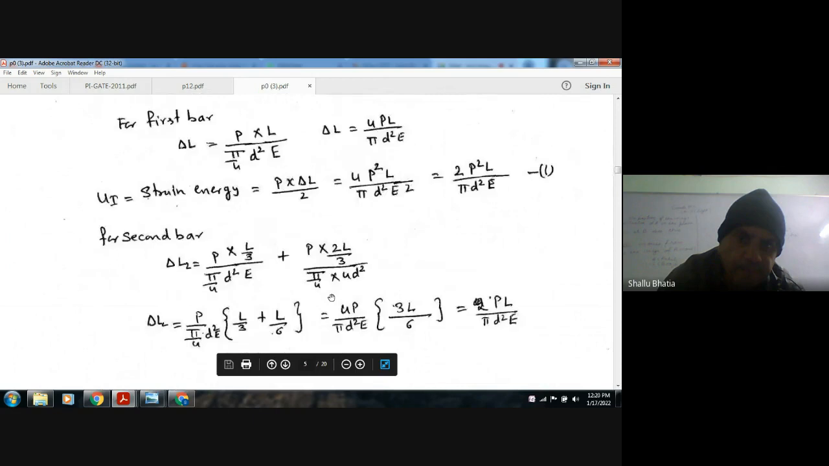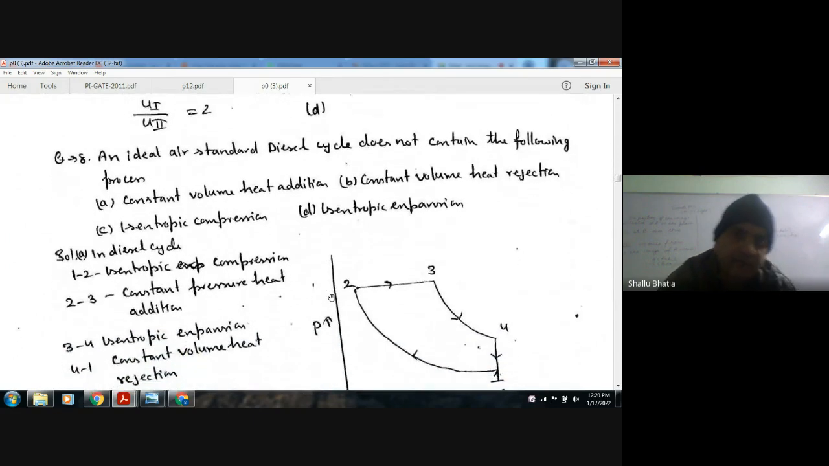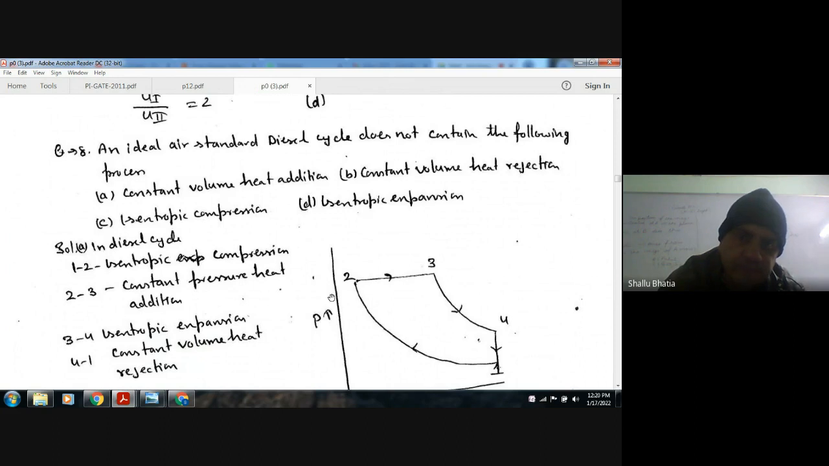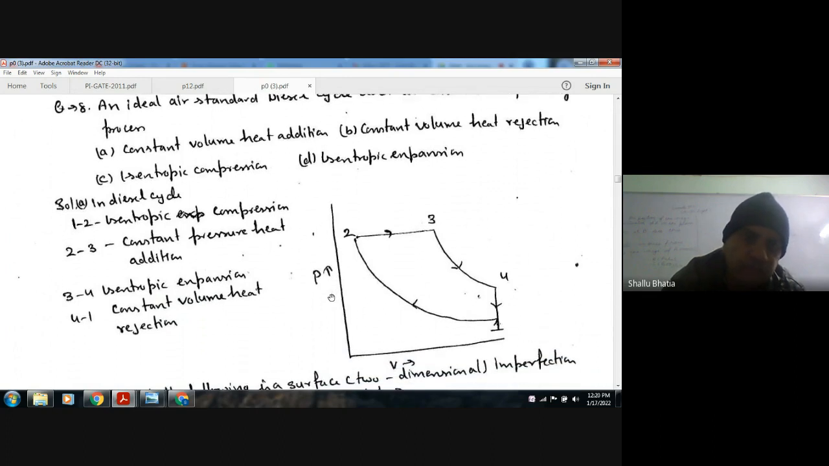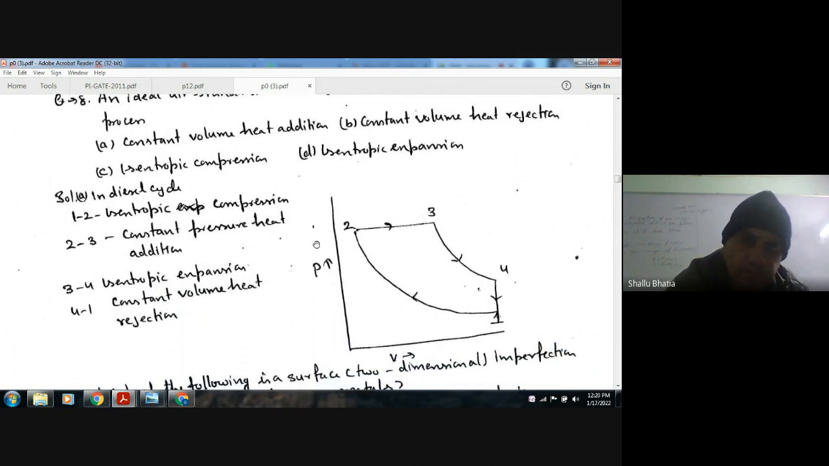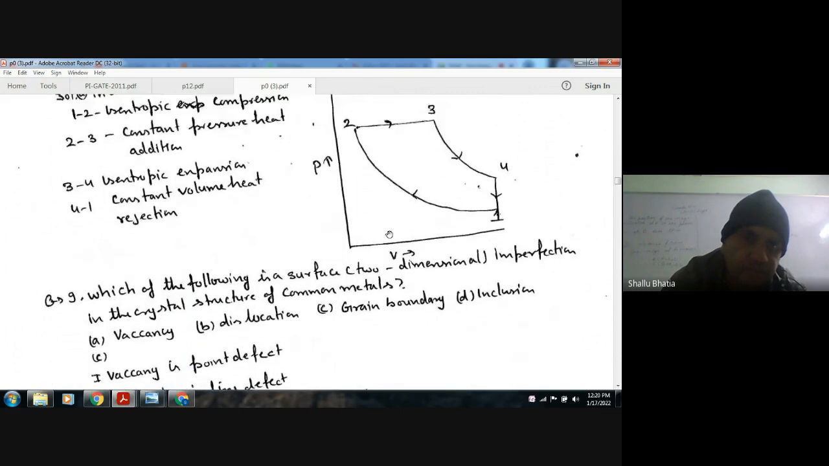Okay. Next, an ideal air standard diesel cycle does not contain the following process: A, constant volume heat addition; B, constant volume heat rejection; C, isentropic compression; and D, isentropic expansion. So in diesel cycle, the heat is added at constant pressure, so it doesn't contain constant volume heat addition. So answer is your A.